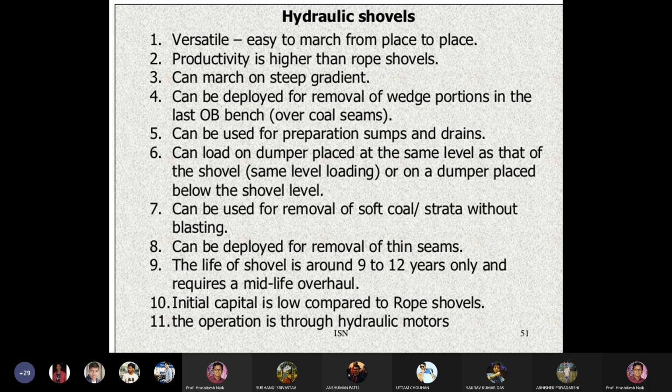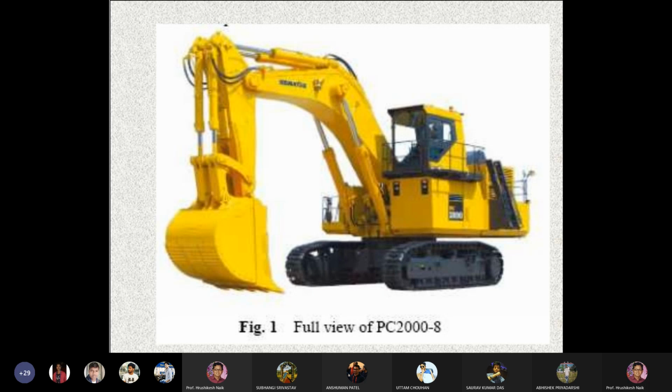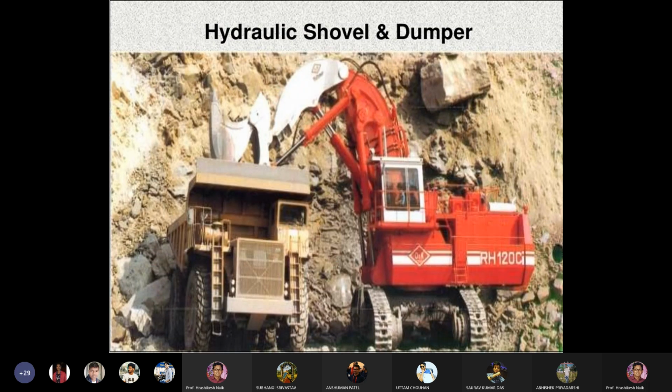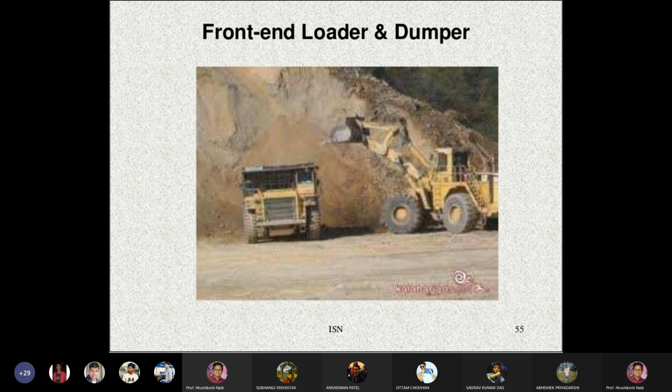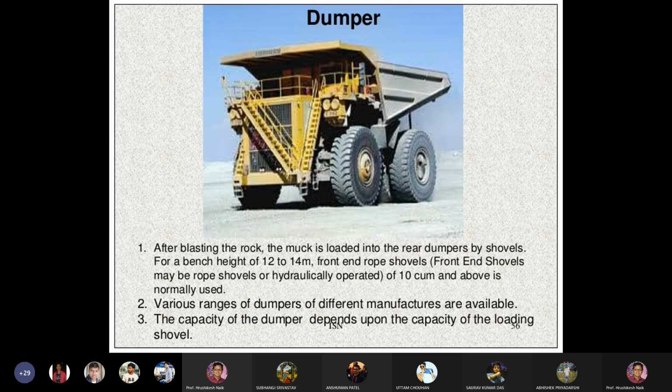This is the diagram, full view of a hydraulic shovel. This is the bucket of the hydraulic shovel. So this hydraulic shovel is loading the material to the dumper. This is another shovel which is called front end loader. So this front end loader is dumping to the dumper. This is the size of the dumper. After blasting the rock, the muck is loaded into the rear dumper by the shovels.